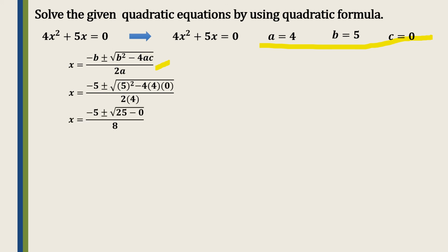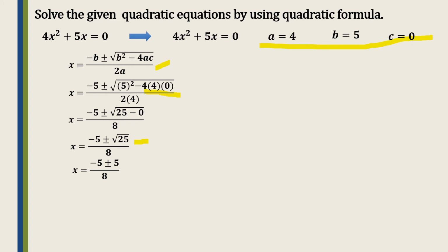Simplify natin. X equals negative 5 plus minus the square root of 25 minus 0. Kasi dito, 4 times 4 equals 16 times 0, we have 0. Simplify natin. X equals negative 5 plus minus the square root of 25 all over 8. 25 minus 0, of course, we have 25.